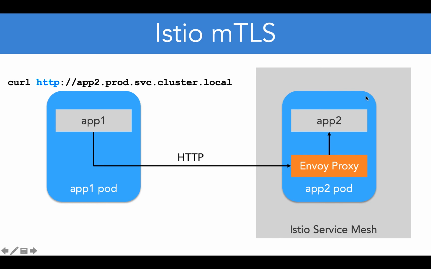And if you have strict mode mTLS enabled for this service mesh, or let's say for this namespace, then this curl HTTP call would fail.